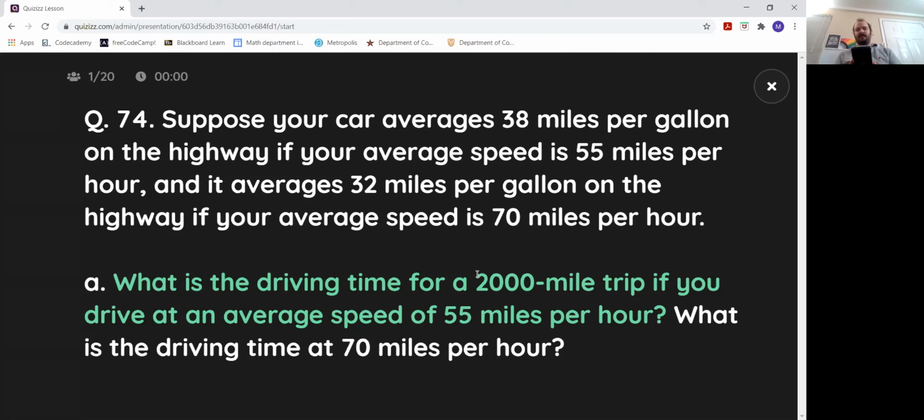And I believe 2 decimal places, right? Is what we're gonna have to do. So give me a number, give me a unit. And so the first thing they ask is, what is the driving time for a 2,000-mile trip if you drive at an average speed of 55 miles per hour?